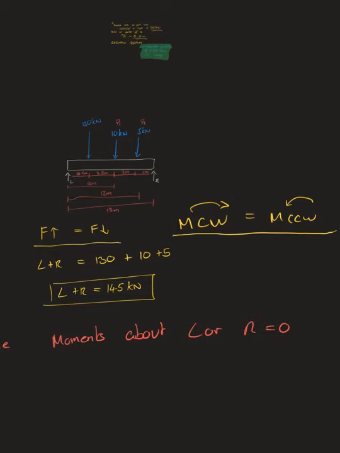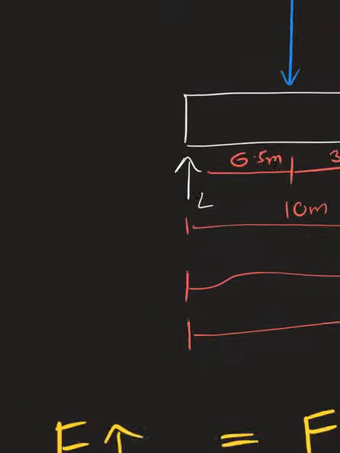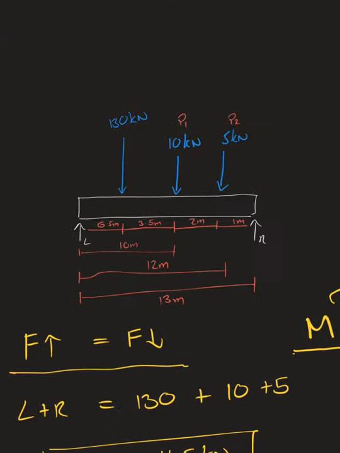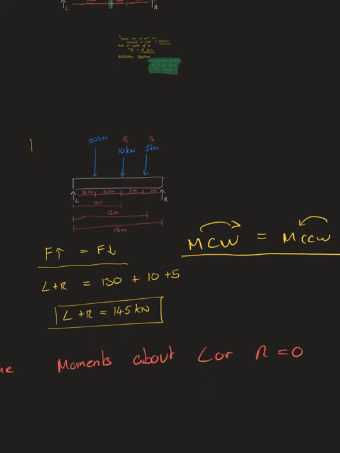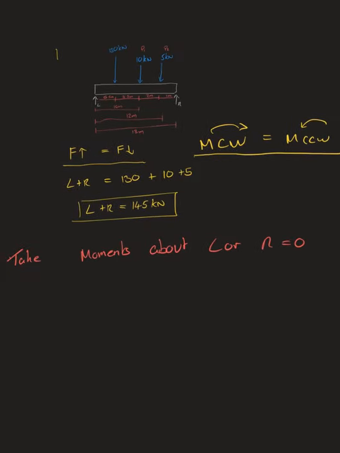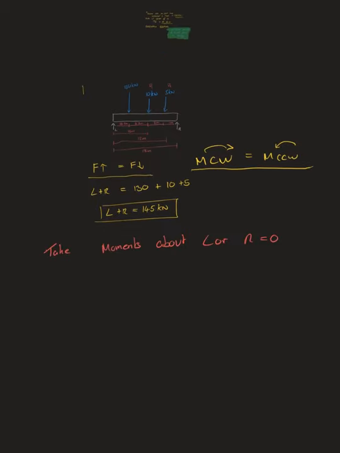So if I look at forces up equal forces down, going up, the forces I can see that are acting up, these arrows upwards are left and right, downwards are the 3 on top, and that lets me ultimately get to this statement of forces that left plus right equals 145 kilonewtons. Okay, so I can use both of these statements for equilibrium to go and solve this question.